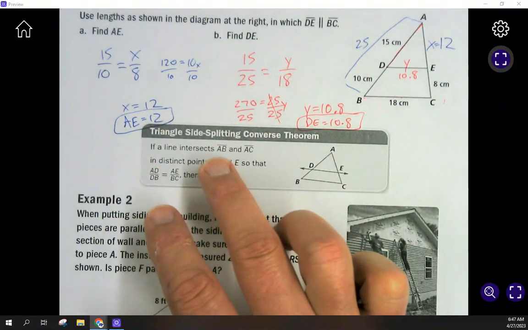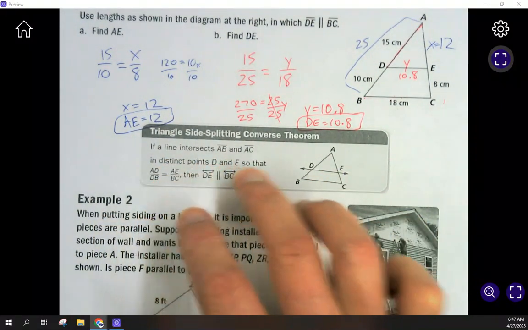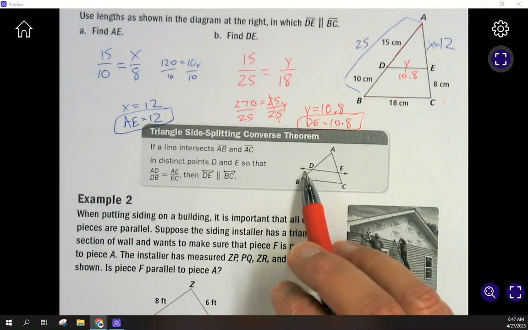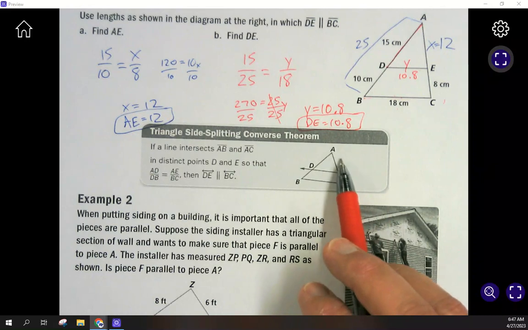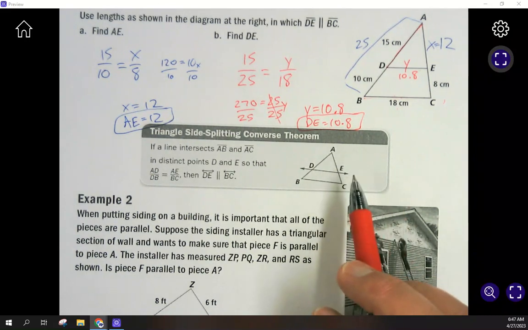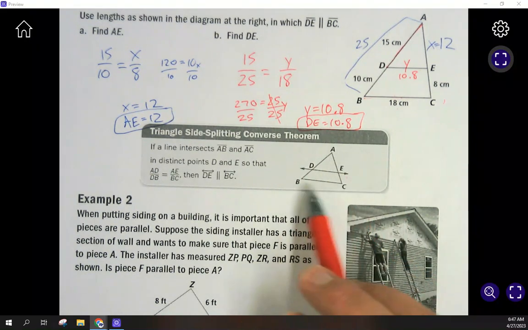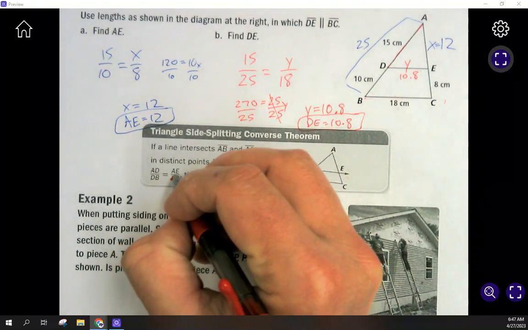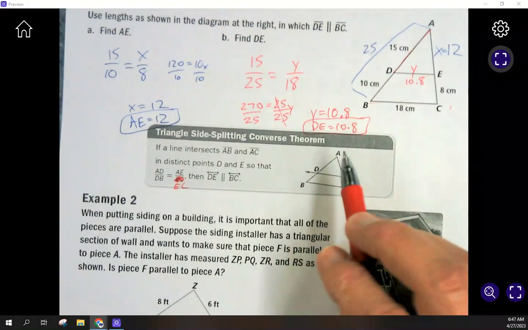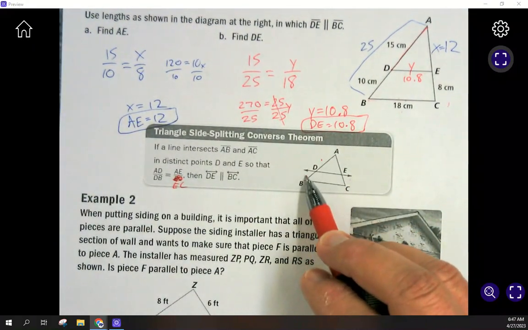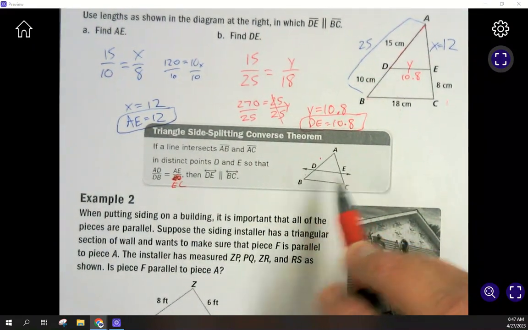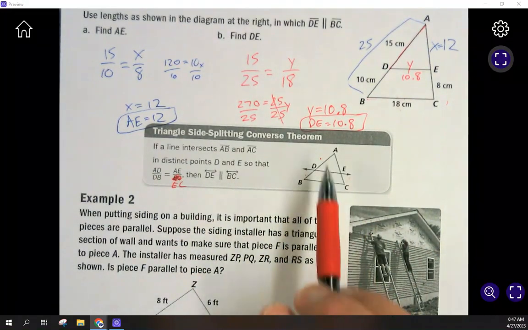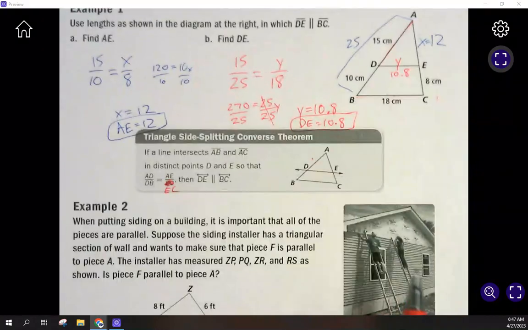So if a line intersects AB and AC in distinct points on the side of the triangle, and we find out that AD over DB is the same proportion as AE over EC over BC. AE over BC, that seems like a typo there. So this should be EC. It's a typo from the book there. All right. AD over BD is going to equal AE over EC. Typo there in the book. Then DE is parallel to BC. So same theorem as this, just working backwards.